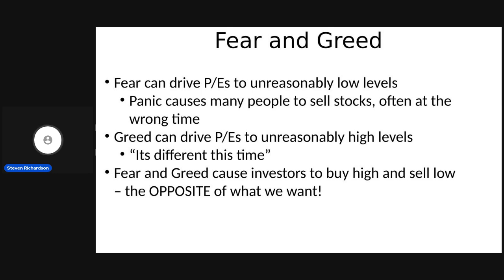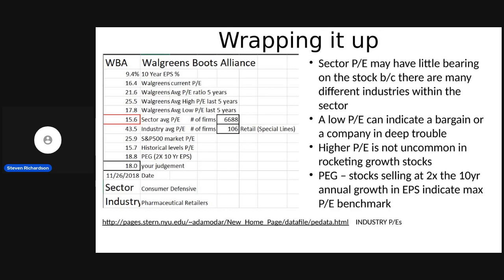Okay, fear and greed. This is important. Fear can drive price earnings to unreasonably low levels. Panic causes many people to sell stocks, often at the wrong time. Greed can drive PEs to unreasonably high levels. Oh, it's different this time. It's really going to sell. I got a hot stock tip from my buddy. Fear and greed cause investors to buy high and sell low, the opposite of what we want. We want to buy low, sell high.